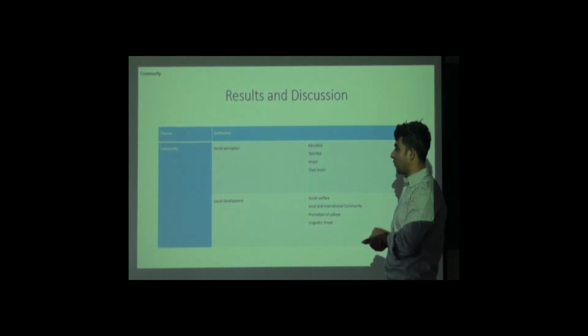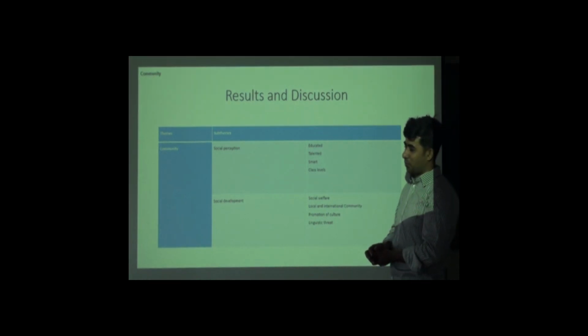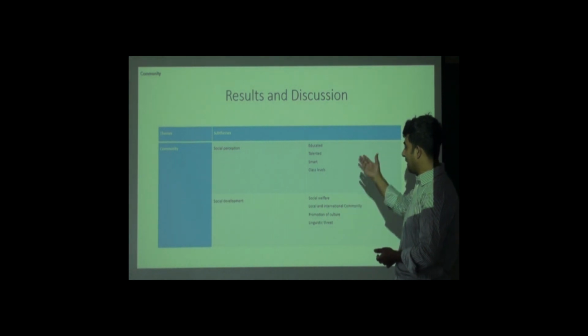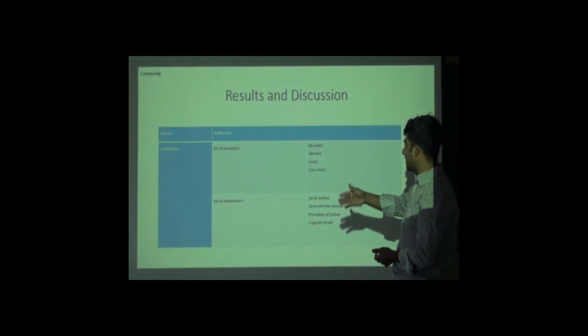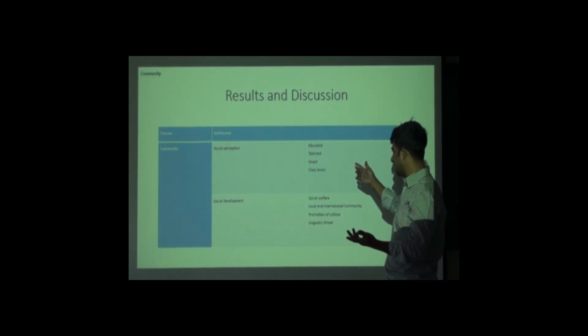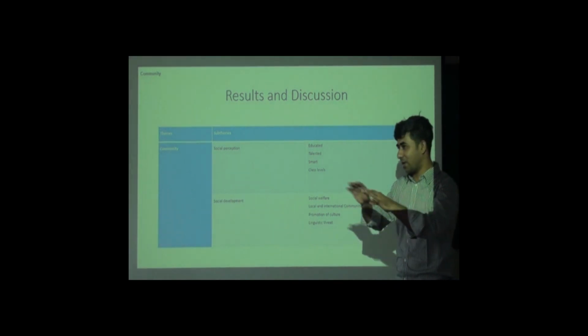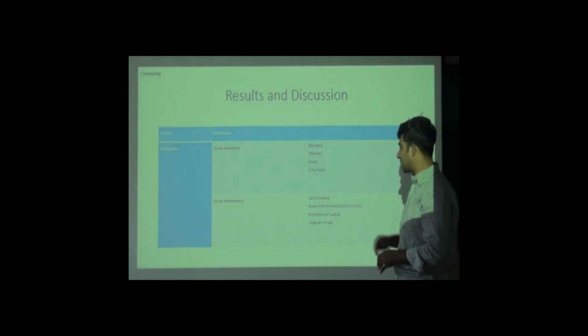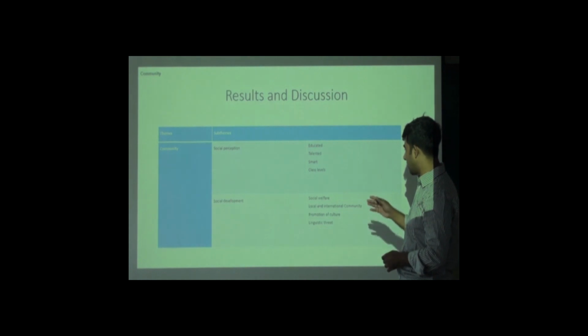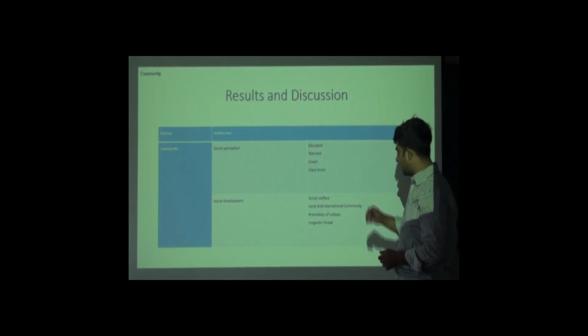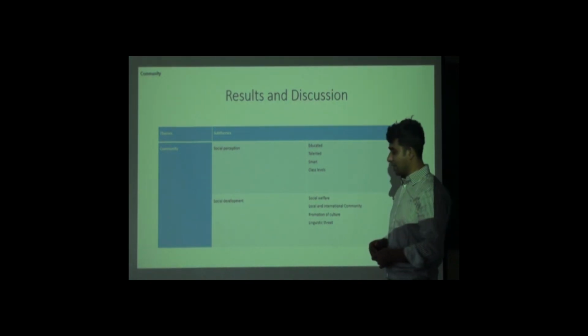Results and discussions. What it shows in social perceptions: students who are good in English are thought to be educated, talented, smart, and in their class levels, they are thought to be from upper class. And social development, the case for social welfare, local and international community.